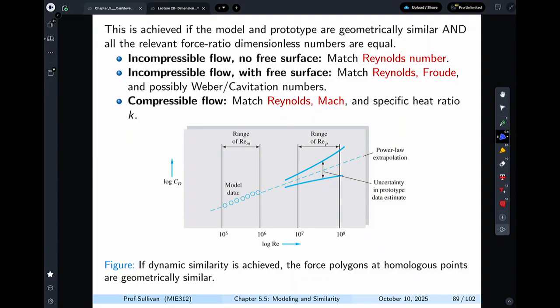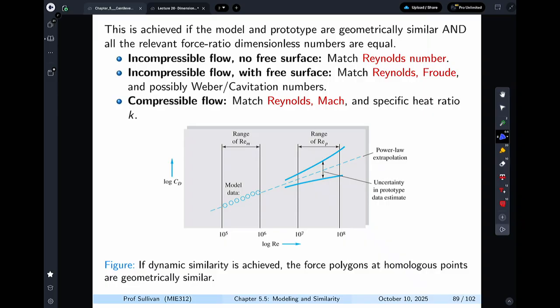And generally, you'll get sort of a theme here. Incompressible flow, no free surface, match Reynolds number. Incompressible flow, free surface, match Reynolds and Froude number. Compressible flow, match Reynolds and Mach number. In all cases, we're always looking at Reynolds number. So even when you have absolutely no clue what to do, you're probably pretty safe to say, I need to get something that is related to that.